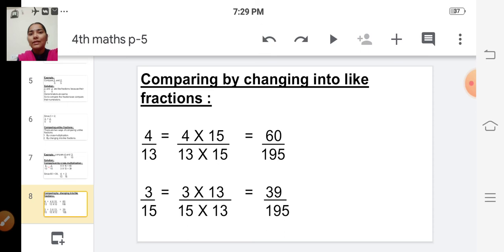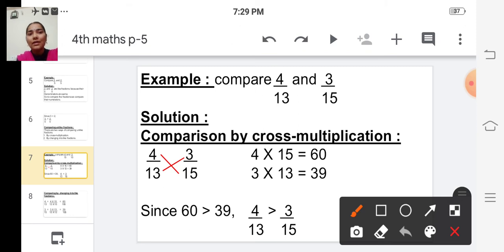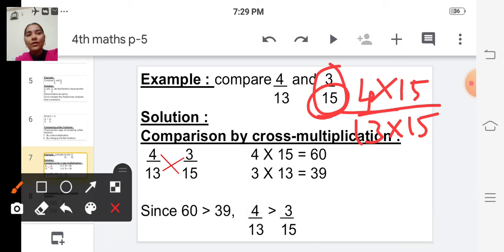We have to multiply the denominators. So we are going to multiply 4 by 13 by this denominator 15. So 4 into 15 divided by 13 into 15. Similarly, we are going to change the fraction 3 by 15, so we multiply this fraction by the denominator 13.